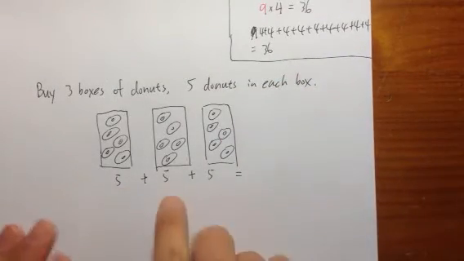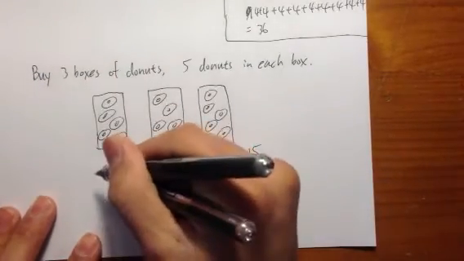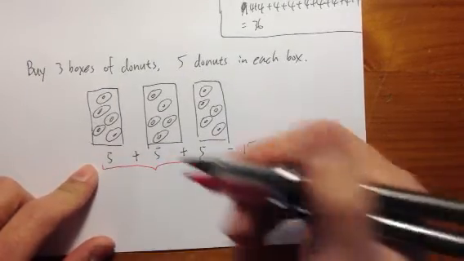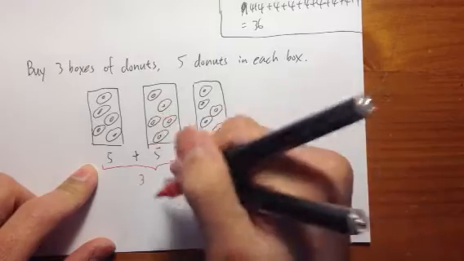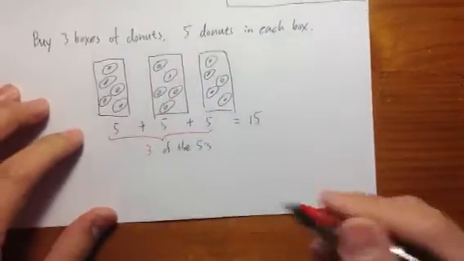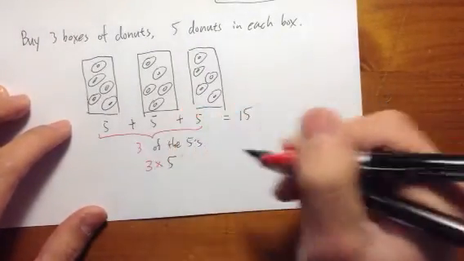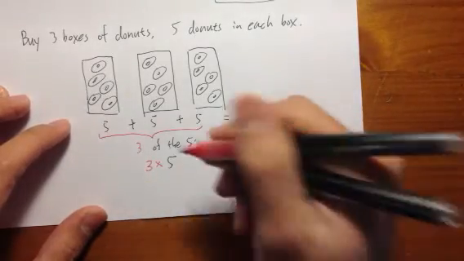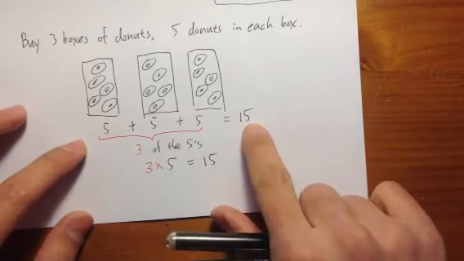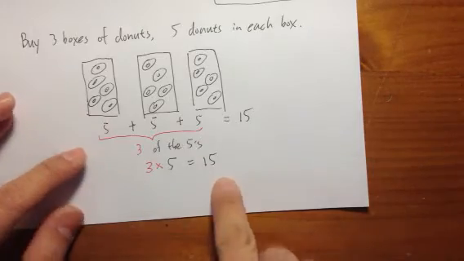So 5 plus 5 is 10. 10 plus 5 is again 15. But notice that right here we are adding 5 up. We are adding 3 of the 5s. So 3 of the 5s. And that's the idea of 3 times 5. 3 times 5. And that's also equal to 15. Right? Because we just count, that's equal to 15. Right? 5 plus 5 plus 5 is 15. So 3 times 5, it's equal to 15.